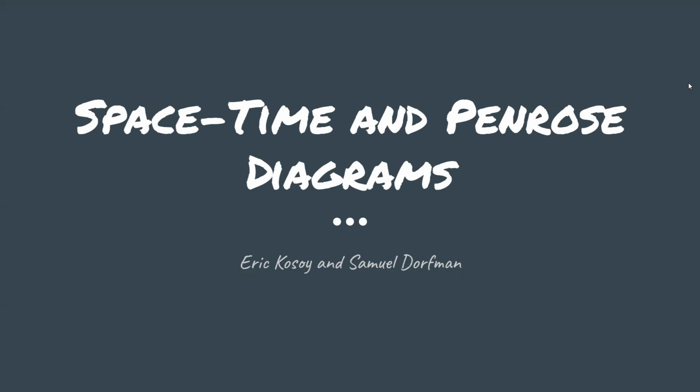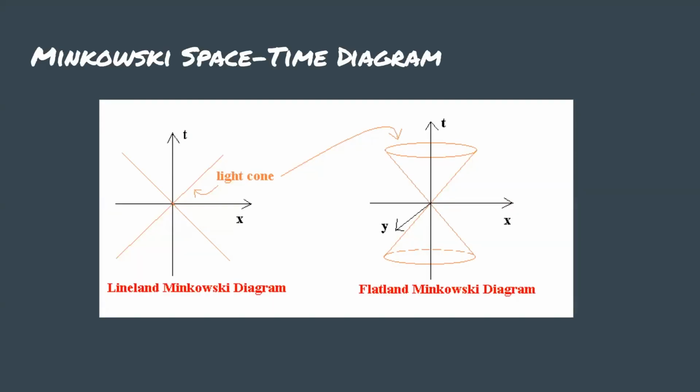Today, we will be talking about Minkowski and Penrose spacetime diagrams. What you currently see in front of you is a Minkowski spacetime diagram, which was created by Hermann Minkowski, one of Einstein's professors. This graph represents four-dimensional spacetime in a two-dimensional way.